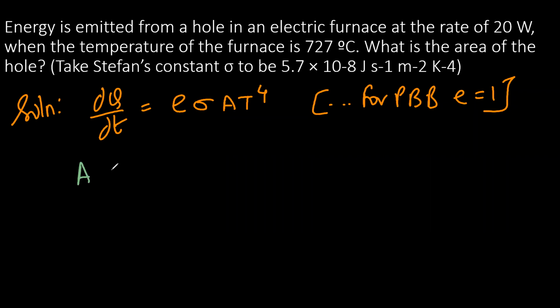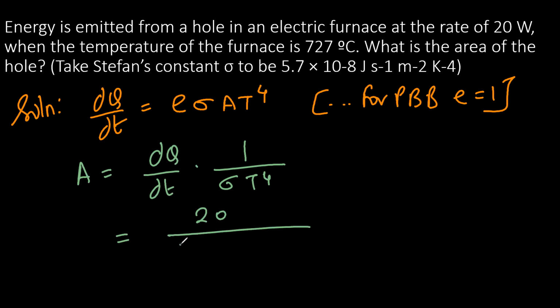So what is the area here? The area is A equals dq upon dt times 1 upon sigma T raised to 4. So we can put these values. It becomes 20 divided by 5.7 into 10 raised to minus 8, and what is the temperature? It is 1000, so 1000 raised to 4.